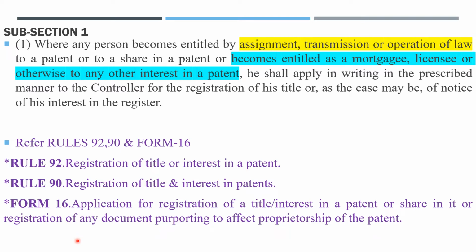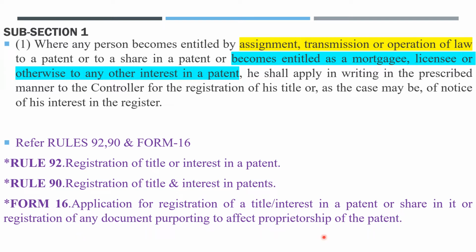Okay, so friends, simply we can say that when a person is entitled to a patent by an assignment, transmission or operation of law, then he or she shall apply in writing to the controller for registration of his title or of notice of his interest in the register. This is the simple meaning of subsection 1.